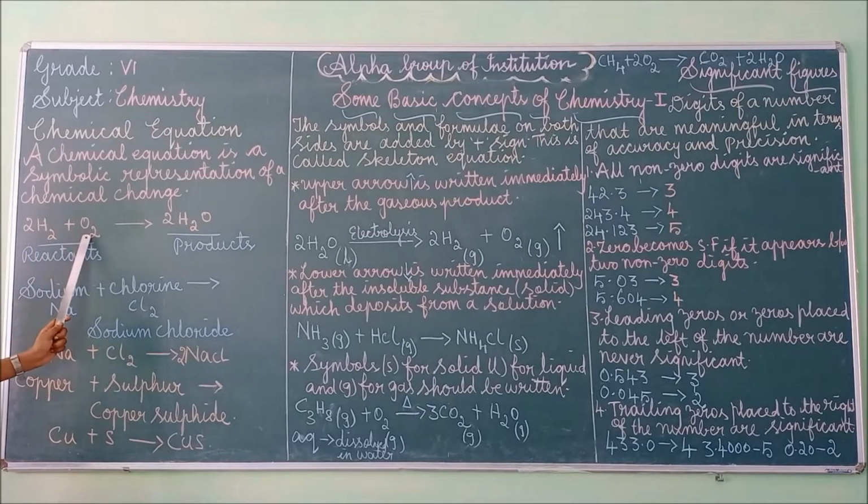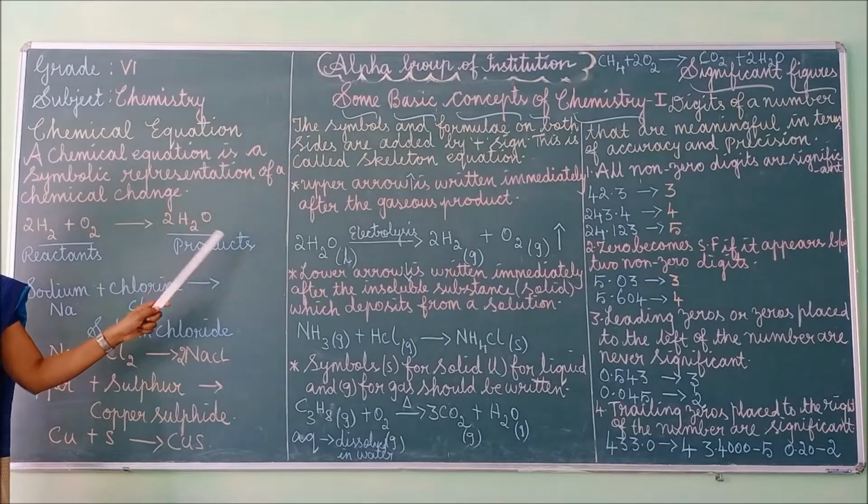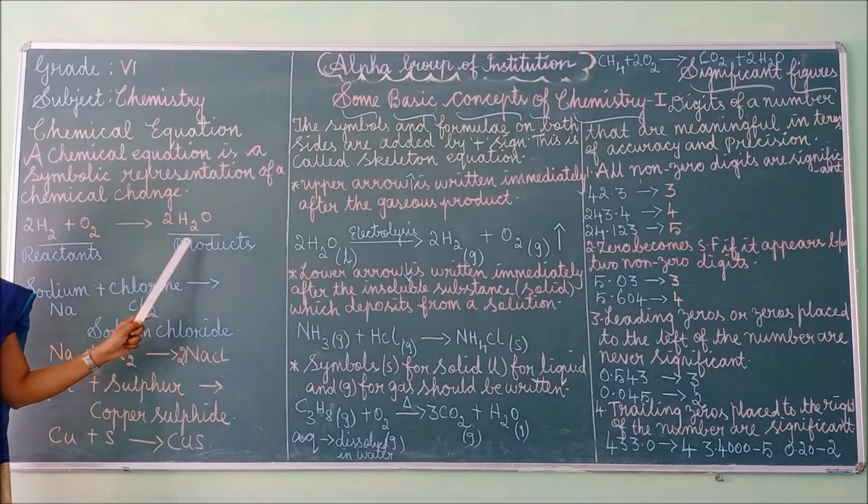Now we can see one example. 2H2 plus O2. O2 is oxygen, whereas H2 is hydrogen. 2H2 plus O2 gives 2H2O. Here on the left hand side you see H2 plus O2. H2 is hydrogen, whereas O2 is oxygen. These two are the reactants. This hydrogen as well as oxygen are reactants. On the right hand side, 2H2O, this is the product.